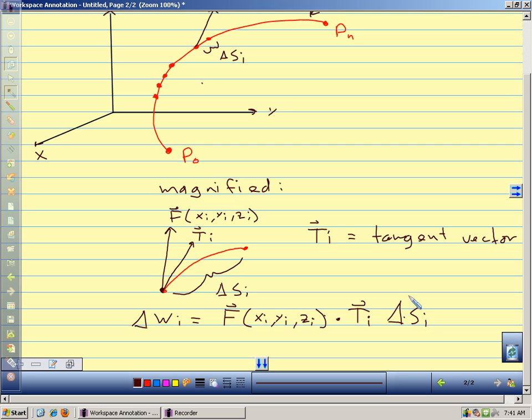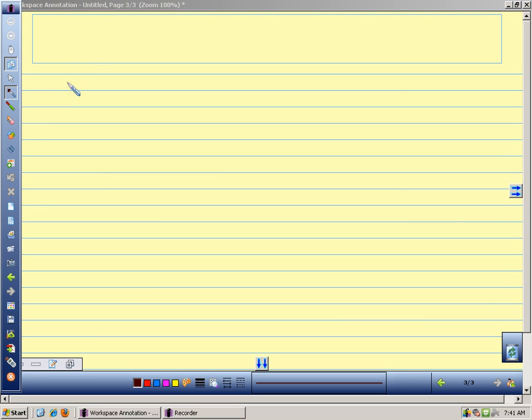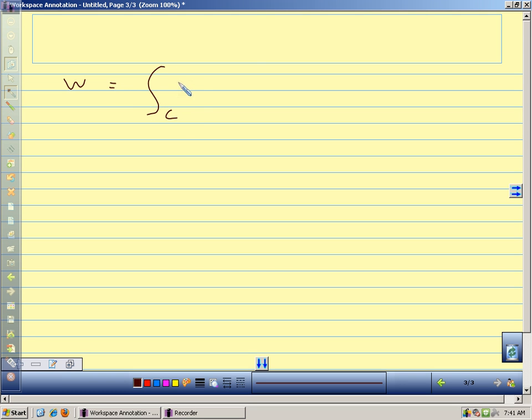And what we're going to do is sum this quantity over our interval and take the limit as delta s sub i approaches 0, just like we've done before with so many other things. And we come up with our expression for the work. So our work, if we sum over the entire interval and take the limit as delta s sub i goes to 0, is going to be the integral over the curve of F dot T ds.